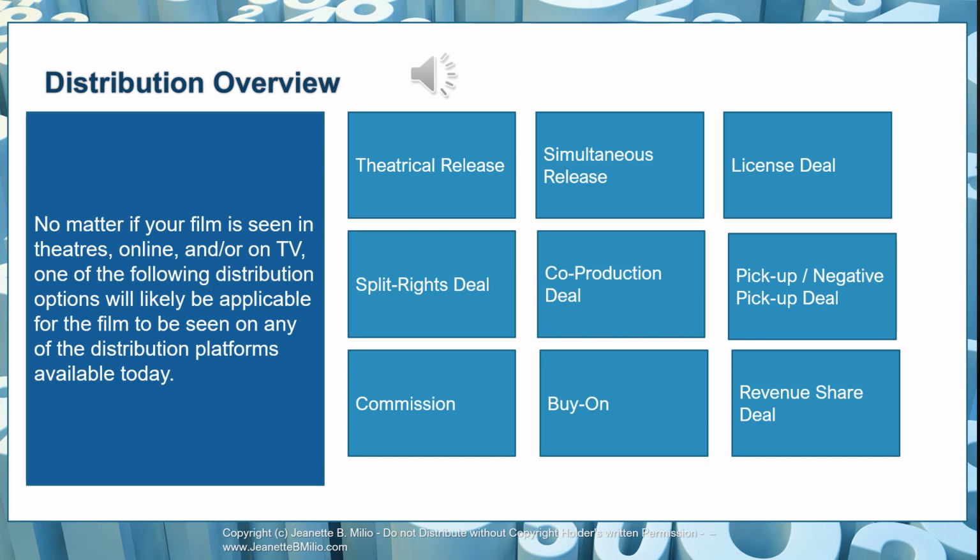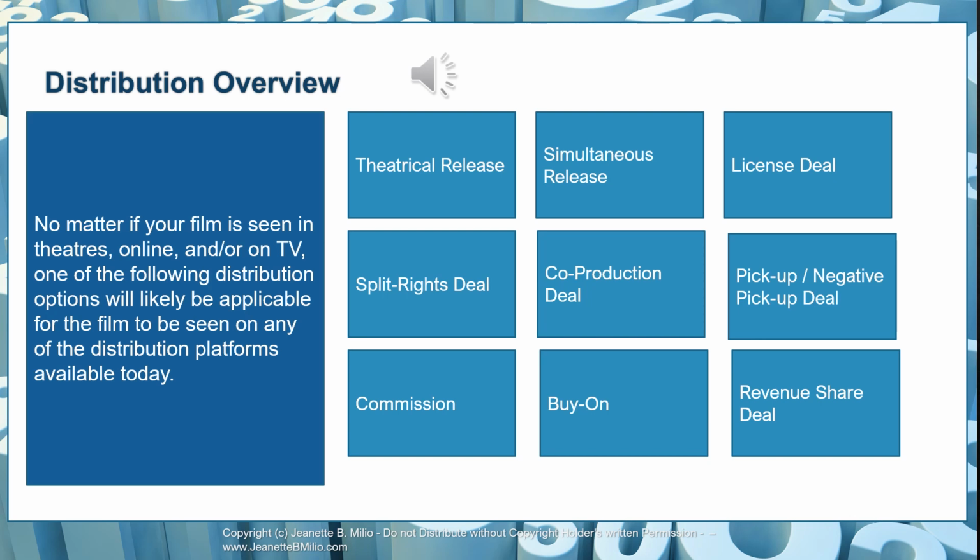We're talking about a simultaneous release, meaning the film is going into theaters as well as, for example, being streamed online. We're going to talk about license deals, which is basically selling the license of a film to be exploited in the US or any other territory for a certain period of time.